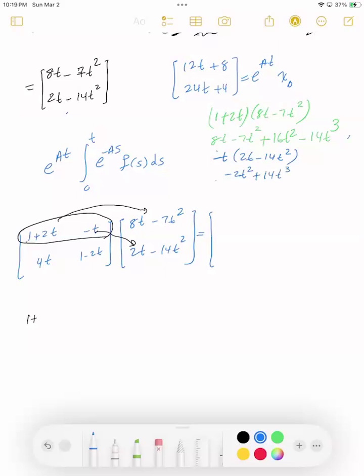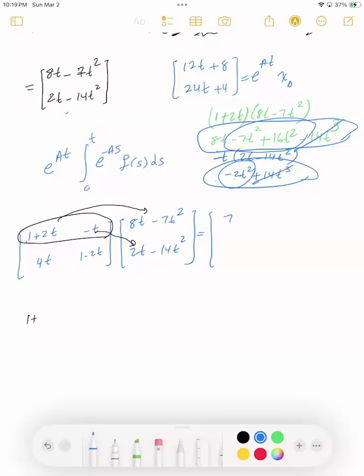And now I just have to collect like terms here. So 14 and negative 14 cancel each other. I have these three are like terms. Negative and negative add, I get negative 9t squared. 16 and minus 9 is going to be 7. I get 7t squared. And then I have a plus 8t. So I multiply that by this, multiply that by that, and then I added them.